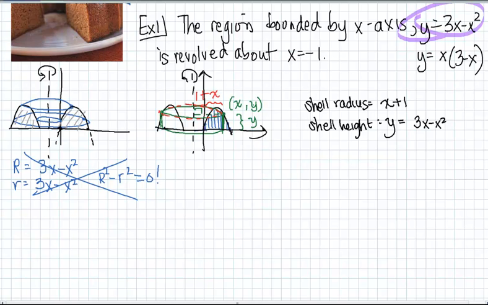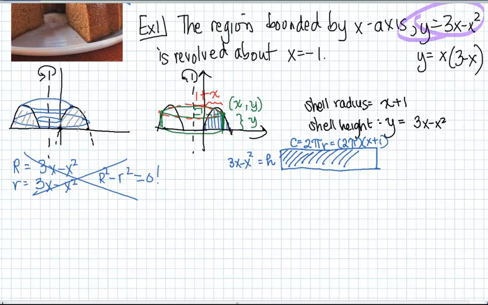And we can take a look at the shell as being, imagine it as a soup can label that we're going to unwrap and lay flat, so that this is its height, and the shell radius, which is x plus 1, will be part of our circumference, which is 2 pi r, or we'll write it out as 2 pi times x plus 1. And here I'm going to write the height out as 3x minus x squared.